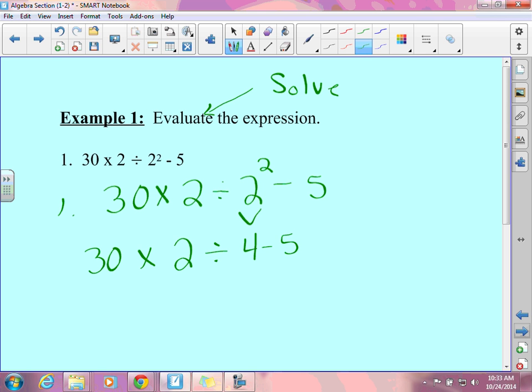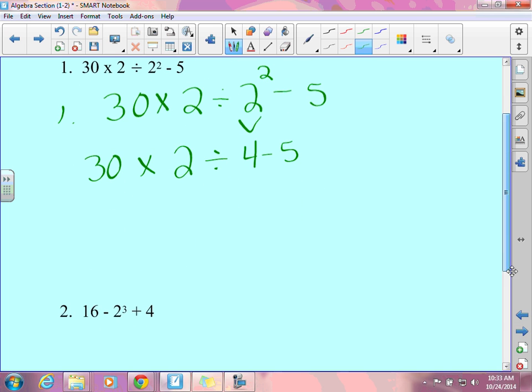All right, do I have parentheses? Do I have exponents? Now, do I have multiplication division? Yes. Which one comes first from left to right? Multiplication. So 30 times 2 is, very good, 60 divided by 4 minus 5. Okay, now we go back to our list again. Do I have parentheses? No. Do I have exponents? Do I have multiplication division? Yes. What do I got? That's correct. And what is that? Very nice. 15 and then minus 5, and I got one more operation and I get 10.